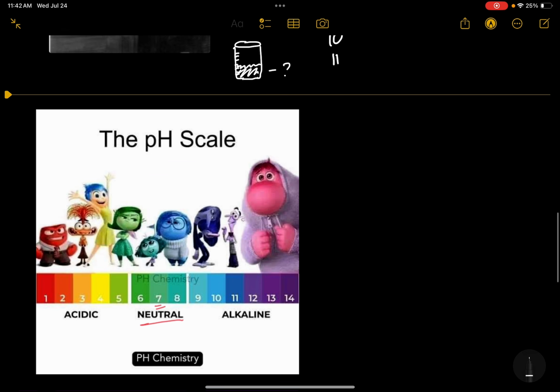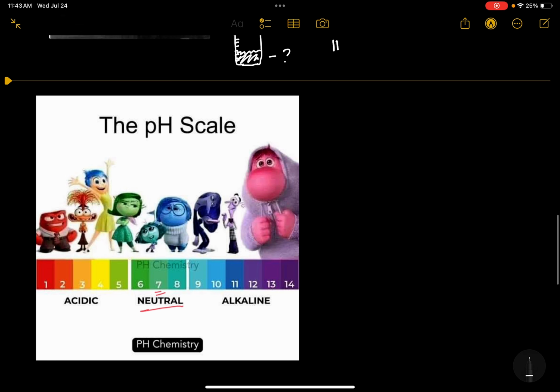So, I have this pH scale from inside out. Anger is acidic. Sadness is somewhat neutral, until fear, I think. I forgot one. Ashamed. Anyways. If acidic, red. The color is usually seen on our litmus paper. If red, it is acidic; if blue, it is basic.